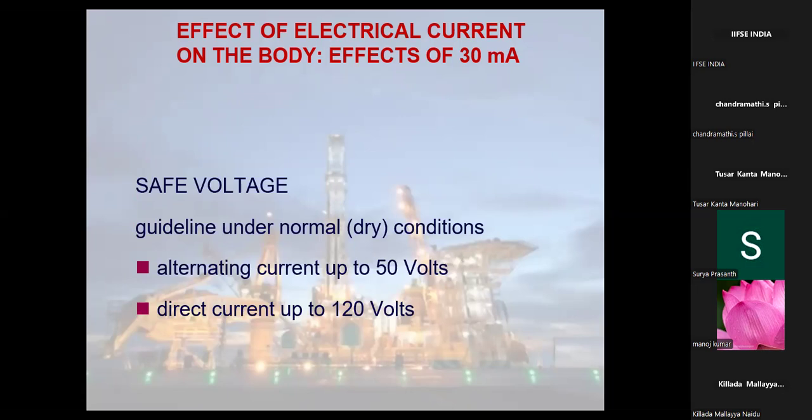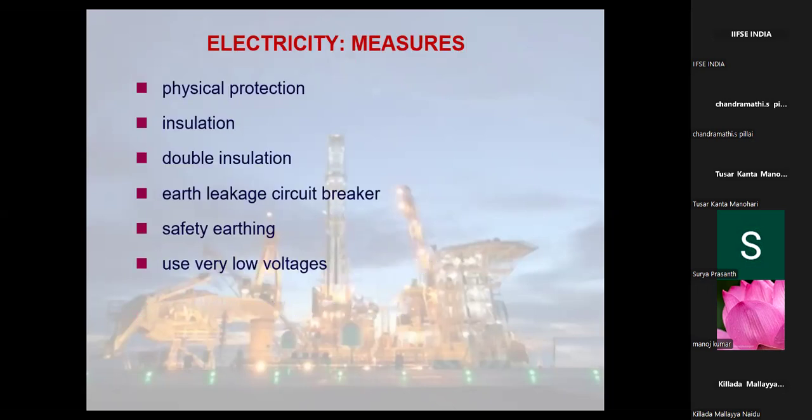Now safe voltage, what are the safe voltage guidelines? Under normal dry conditions, alternating current up to 50 volts is safe. But please don't take this for granted. Then direct current up to 120 volts is safe voltage. So there you can see the difference between AC and DC current.